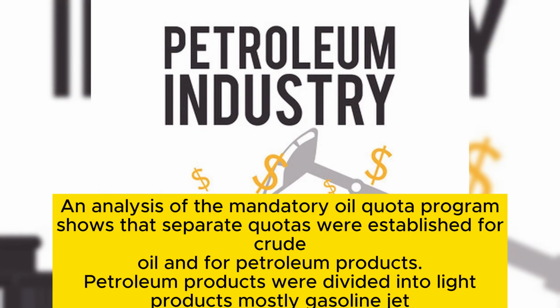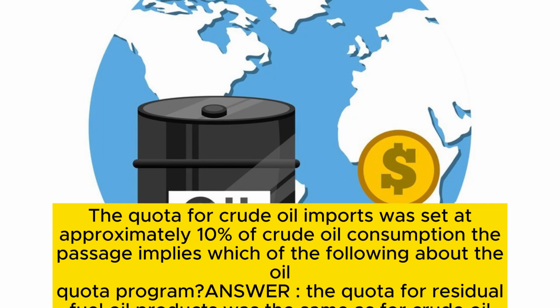An analysis of the mandatory oil quota program shows that separate quotas were established for crude oil and for petroleum products. Petroleum products were divided into light products, mostly gasoline, jet fuel, and distillate, and heavy or residual fuel oil products. The quota for crude oil imports was set at approximately 10% of crude oil consumption. The passage implies which of the following about the oil quota program? Answer: the quota for residual fuel oil products was the same as for crude oil products.